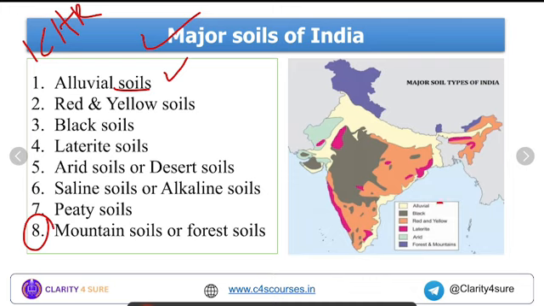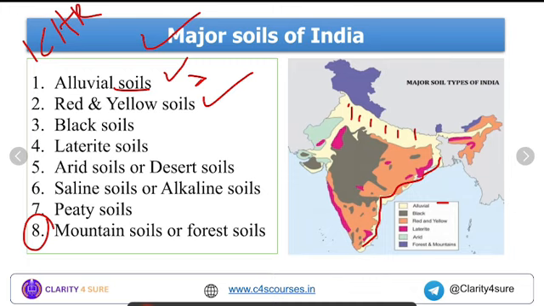From the map you can see it covers most of the northern part and the delta region of the Indian subcontinent. It is flown by the water of the rivers and it is kind of sediment soils or the deposits which are carried by the water. It covers a major part of the Indian subcontinent, and yes, it is the most fertile soil among all these soils. Next is the red soil and the yellow soil.